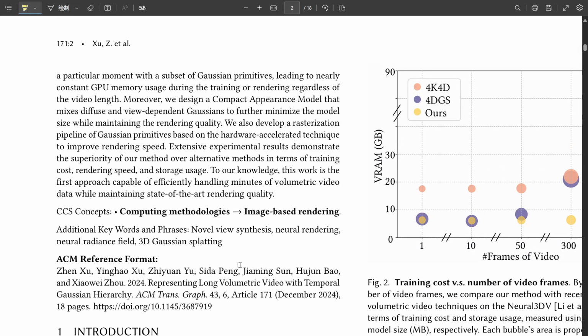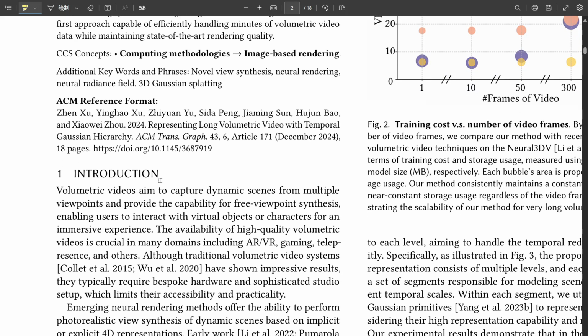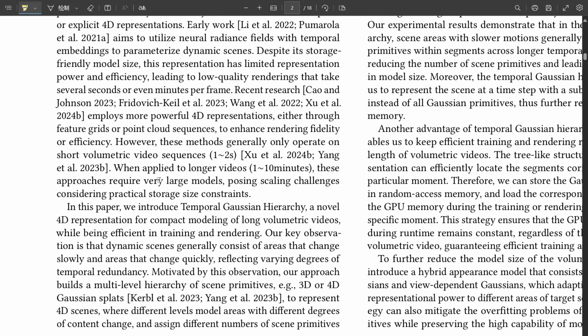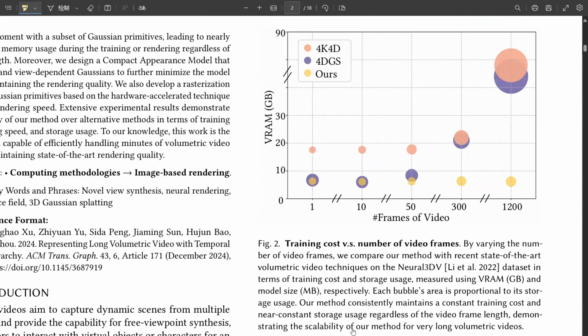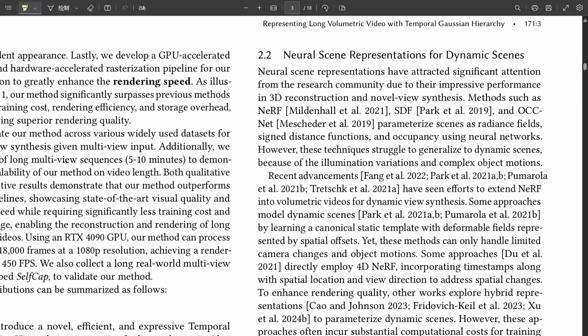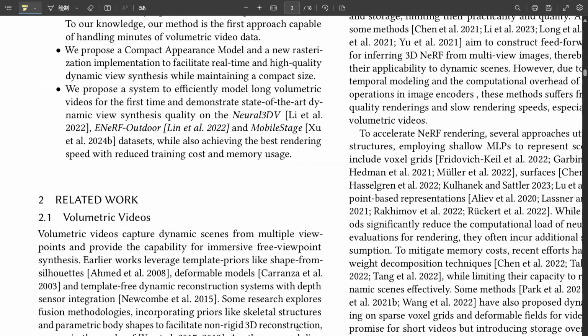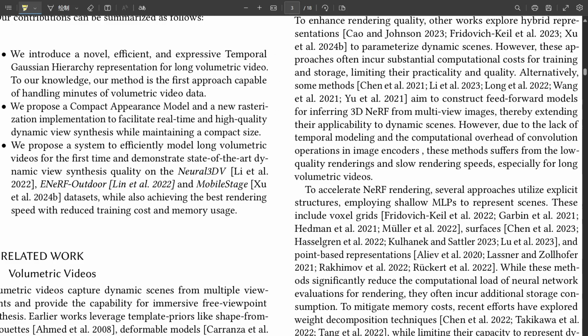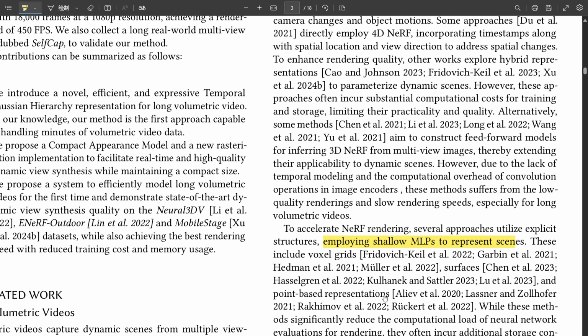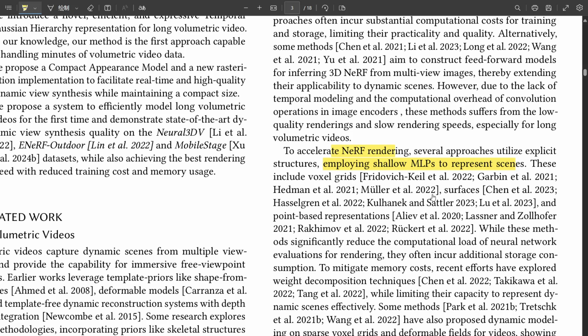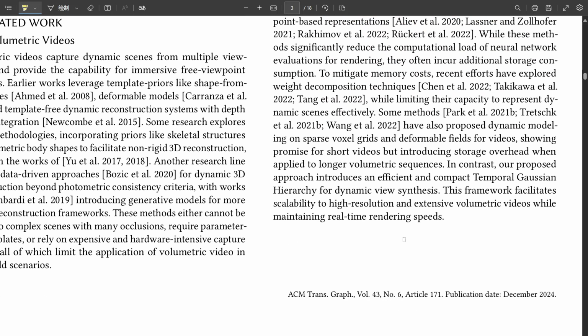Way too much. So that's where our hero comes in. TGH uses a really clever hierarchical structure, kind of like a family tree, to organize everything. Imagine this tree with multiple levels, each level representing a different time scale of movement in the scene. At the higher levels, longer segments, you've got the parts of the scene that change slowly or not at all, like the background. Then as you go down the levels, shorter segments, things that are moving faster, someone walking across the scene. It's like a zoom function for time.